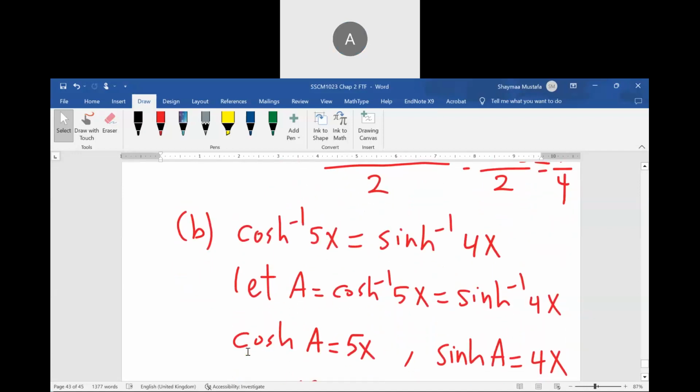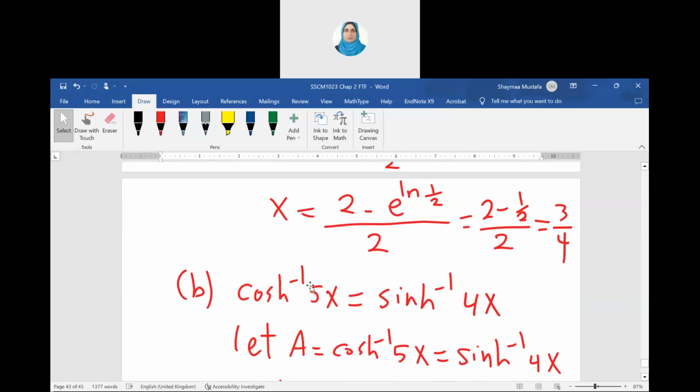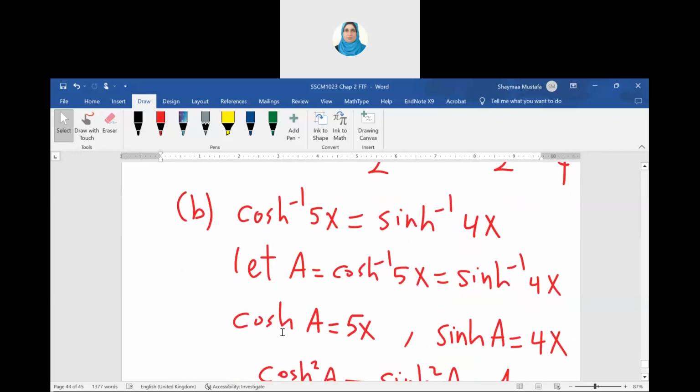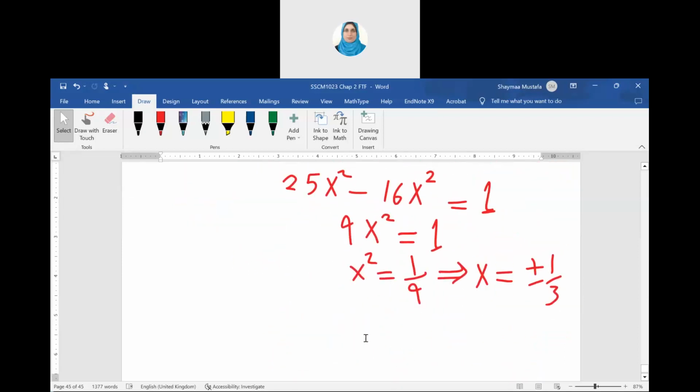Range for which function? For cosh inverse x. Yes, for cosh inverse x, this value should be greater than 1. If you take the negative part, this will be undefined. Cosh A will not be equal to a negative value. Cosh is always greater than 1, so it cannot be a negative value. So you have to reject x equals minus 1 over 3.